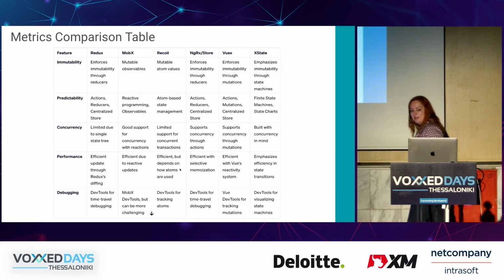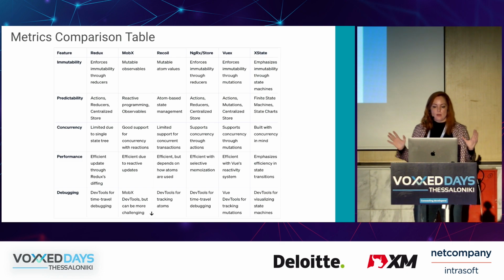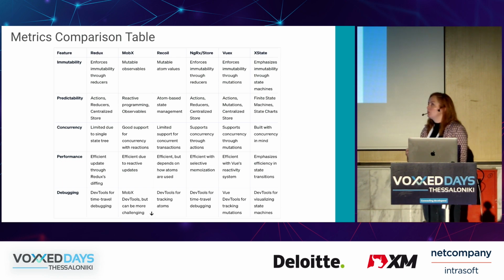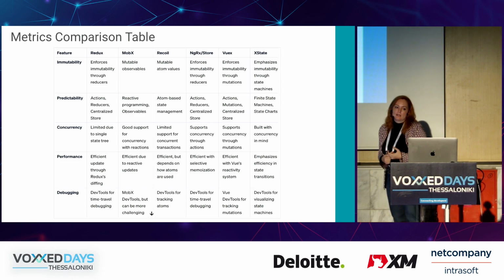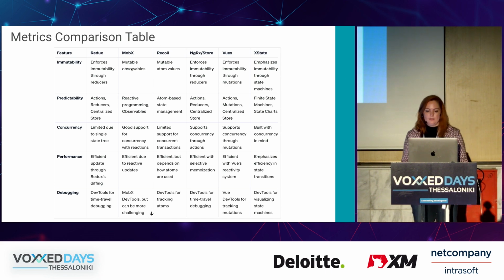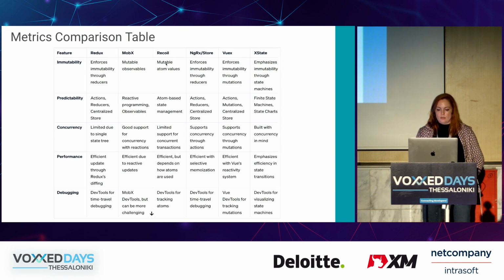This is from ChatGPT, let's trust it, and it's a metrics comparison table. I wanted to see all of these metrics in one table at the end, from the perspective of immutability, predictability, concurrency, those concepts that we described on the initial graph. So this could act as a quick reference guide to know how to evaluate for our project. You can see again that in flux-like patterns like Vuex, NgRx Store and Redux, we enforce immutability. In MobX, no; in Recoil, no. But you can also avoid immutability in Recoil if you want.